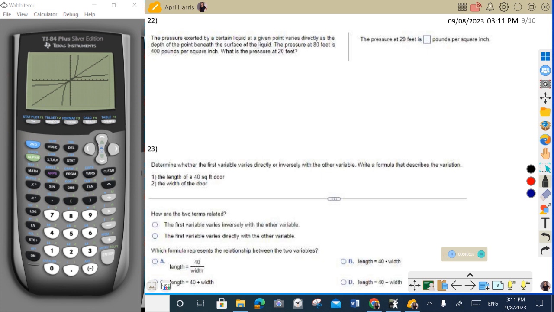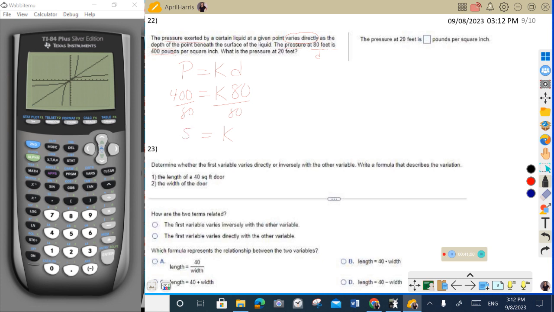So it says pressure exerted varies directly as the depth. So pressure varies directly as depth. And it tells you the pressure at 80 feet. It's not saying the pressure is 80 feet. The pressure at 80 feet, that's depth. So the depth is 80. The pressure is 400 pounds per square inch. So we can solve for the constant of variation. You're going to divide by 80. I'm pretty sure that's going to be 5.